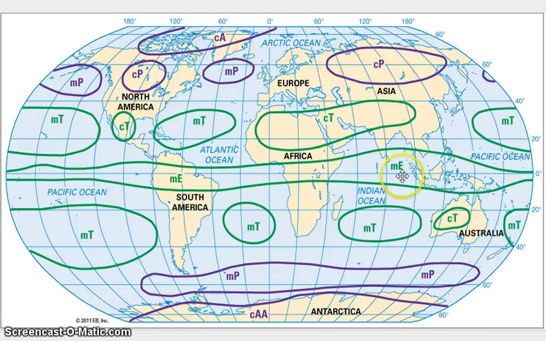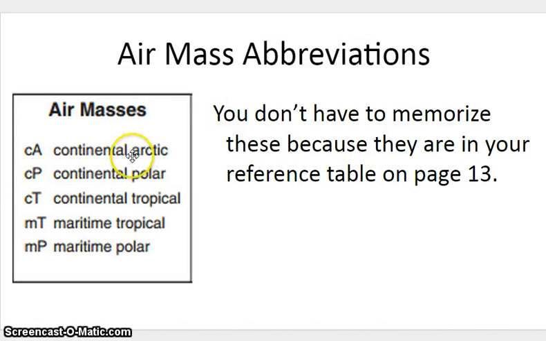In the PowerPoint, this slide shows you all the different air masses around the world, so if you're a weather nerd like me or Mark or Joanna or Matt, you know that this is a great place to look and just get some interesting information. You don't need to memorize what all the air masses are. You just need to know what continental polar, continental tropical, maritime tropical, and maritime polar combine to make. All this can be found in the reference table on page 13.